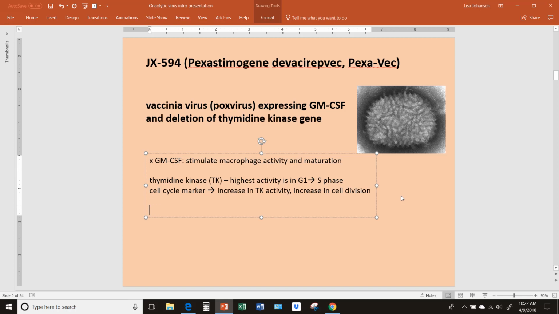You're going to see an NP before the JX594. This just means that it's a mouse version of Pexavac. So the idea of this oncolytic virus is to not only kill tumor cells or cancer cells, but also using GM-CSF to recruit immune cells to the tumor to help continue destroying it.